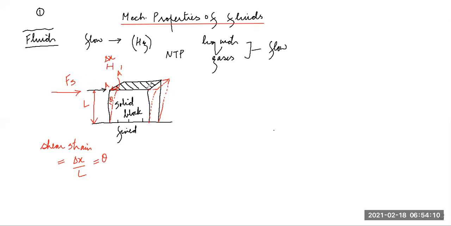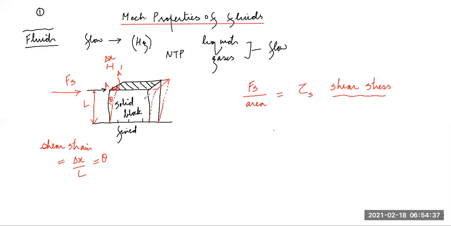Now, similarly, if there is a force applied here, students, this force is Fs. This shear force divided by the area on which this force is applied will give me the measure of shear stress. I write it as tau s. So tau s is shear stress. Now, why did I explain this, students?